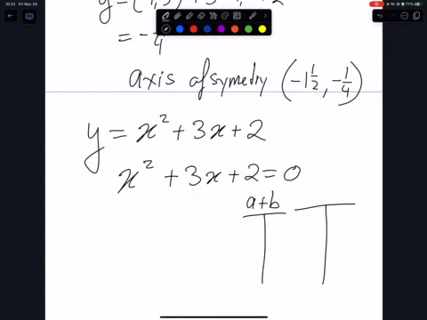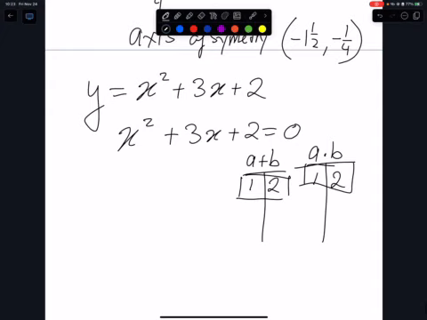A plus B, A multiplied by B. You always start with the 1 at the back. What possibilities are there with 1 and 2? 1 add 2 is 3, and 1 times 2 is also 2. So these two are the numbers. So what do we get?